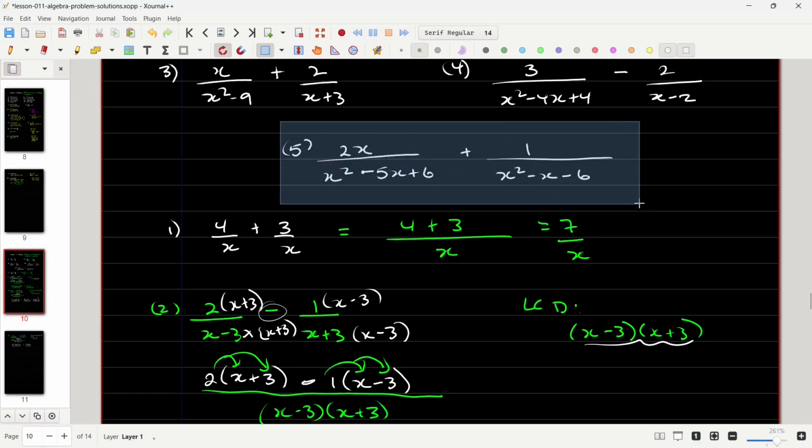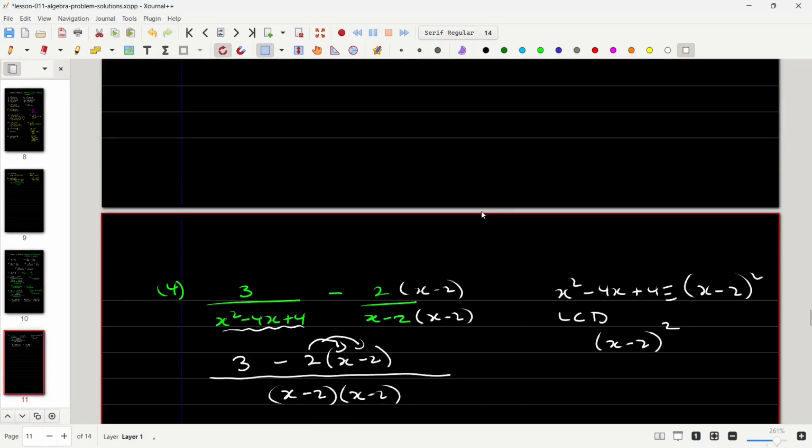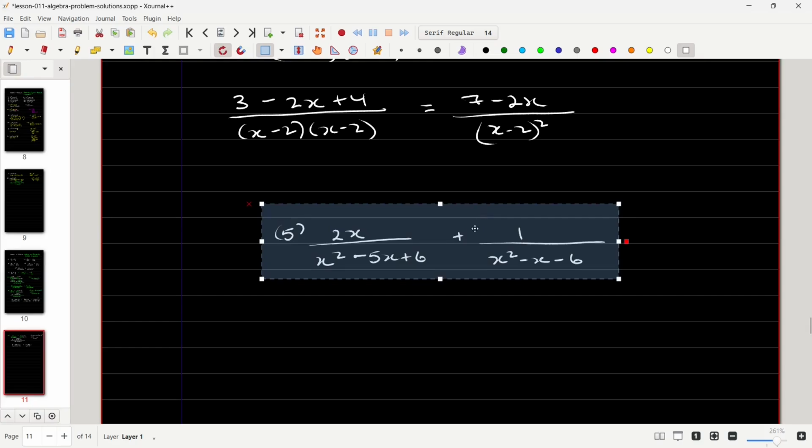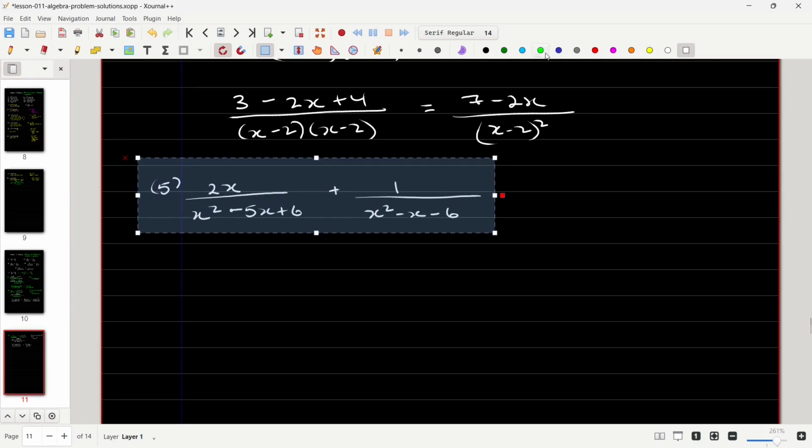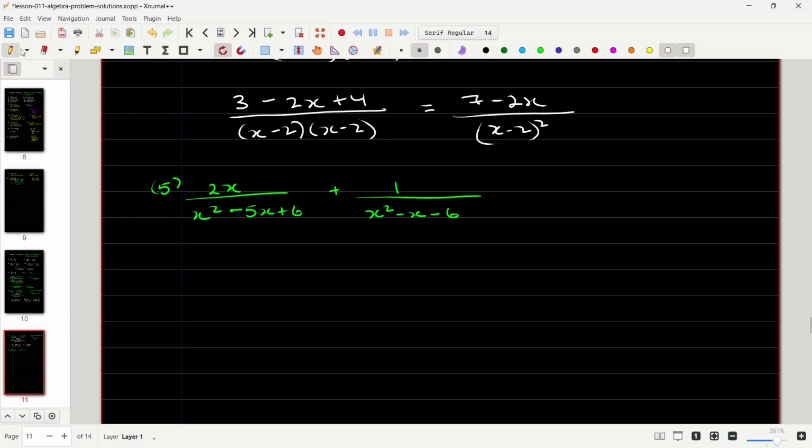And we have here the last one, number 5. All right, and let's look at it. So we're going to have here x squared minus 5x plus 6. And I'm trying to see if that is a perfect square, and this here is not a square, so I can't really say it's a perfect square. Let's see if we can factorize. Yes, we can factorize this.